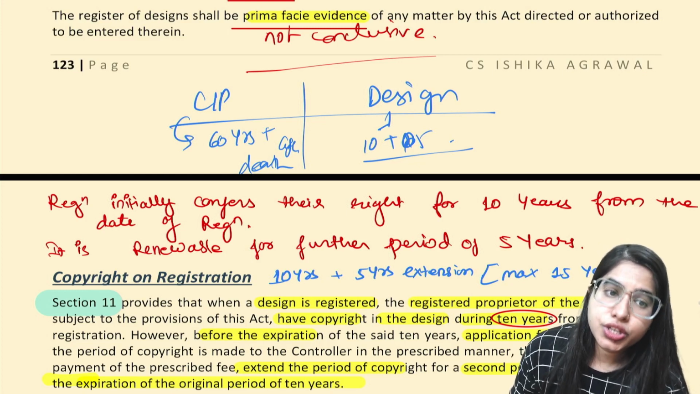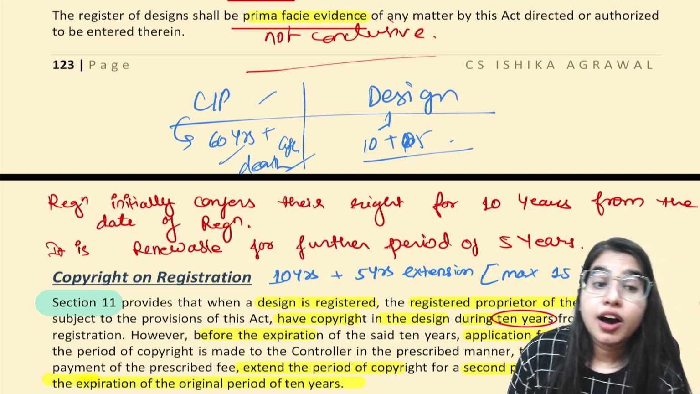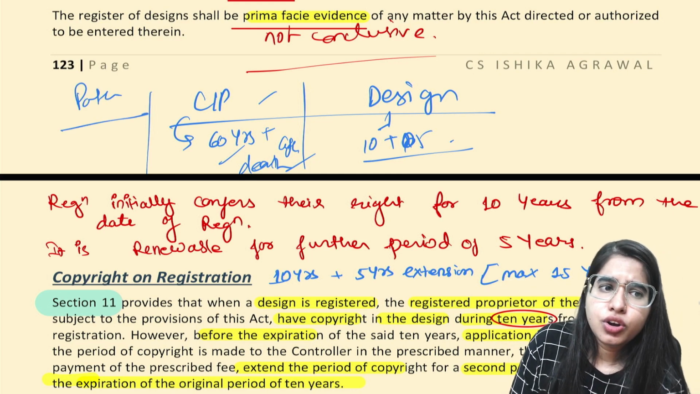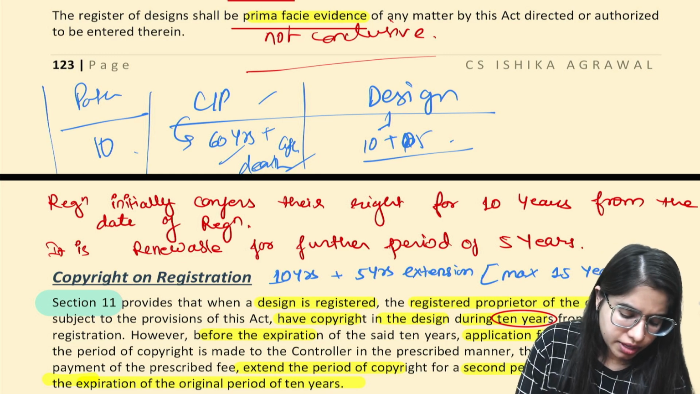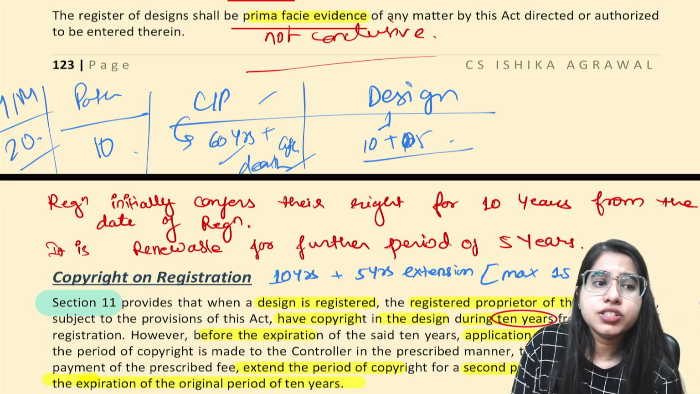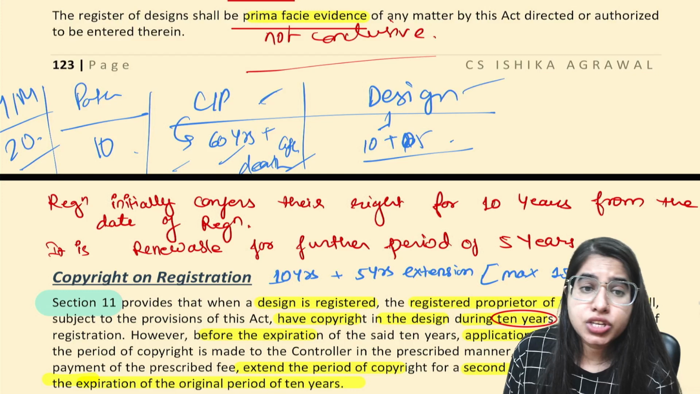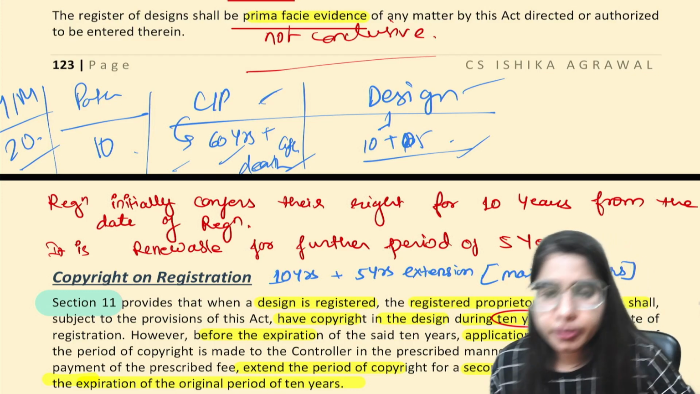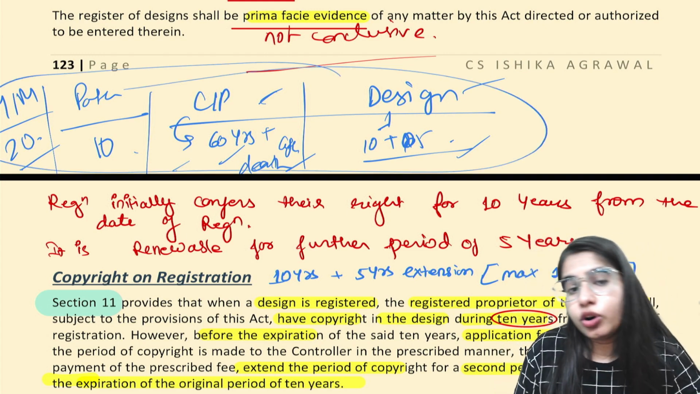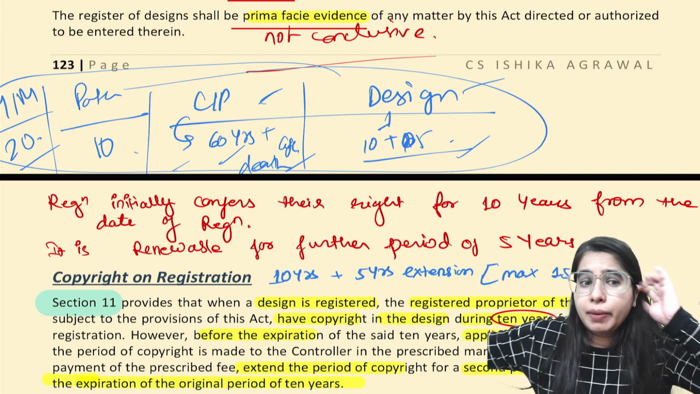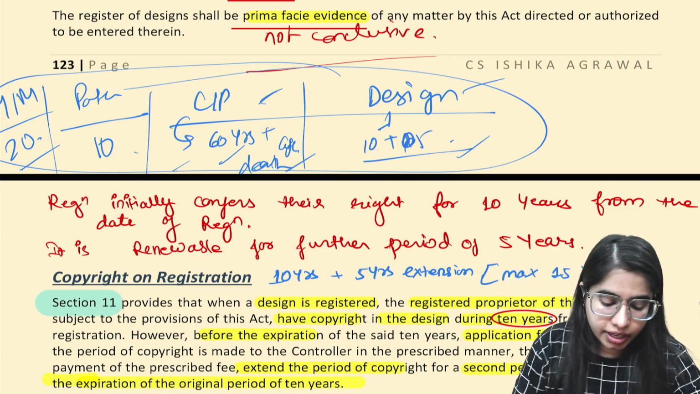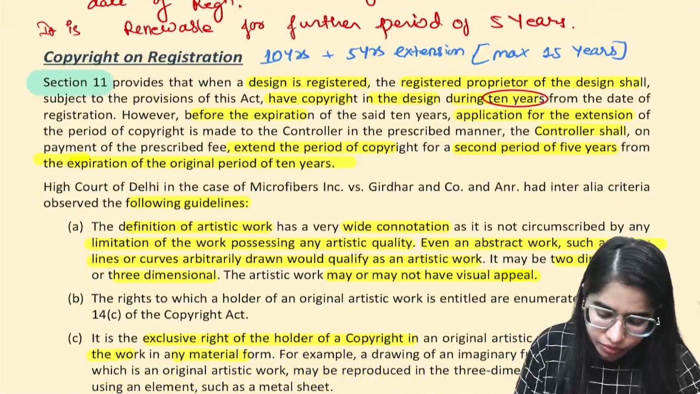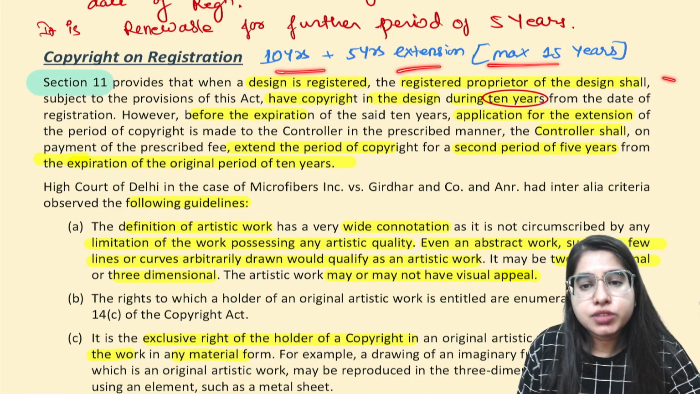So copyright registration is done for 60 years after death. If you remember, patent registration was for 20 years, trademark for 10 years, copyright for 60 years, and design for 10 years plus 5 years. Remember kya? We have done the tenure or the term of the registration of all this: patent, trademark, copyright, design ka it is 10 plus 5 years. Are we clear with this? Yes. So for design here you can write 10 years plus 5-year extension.